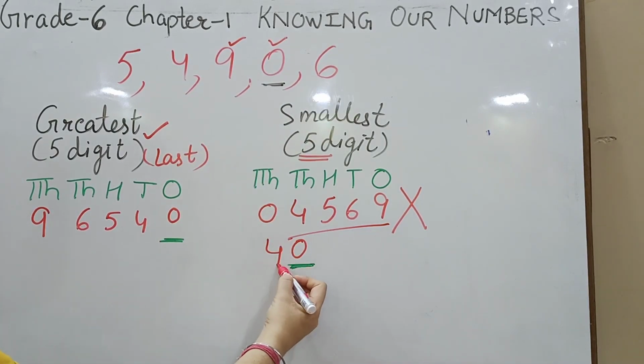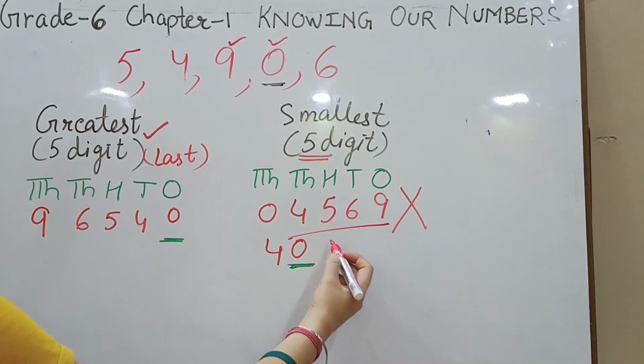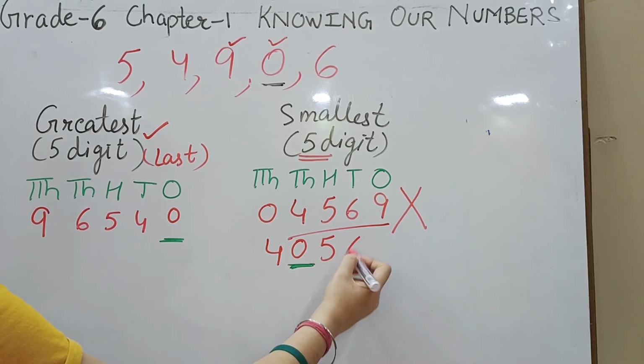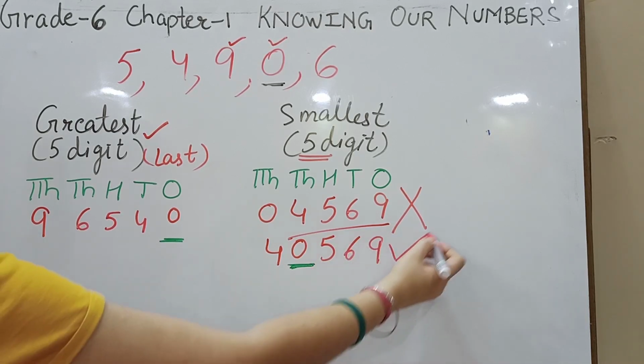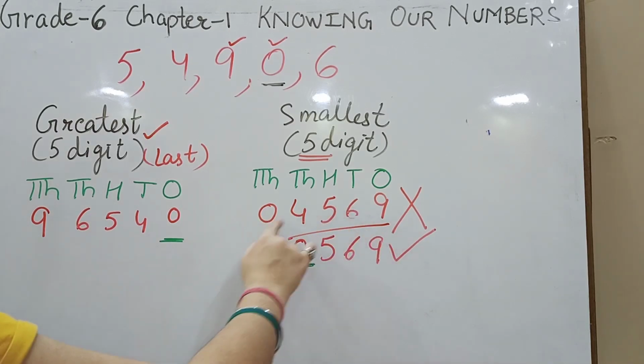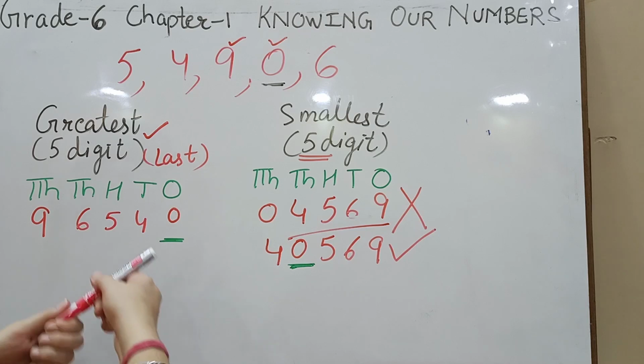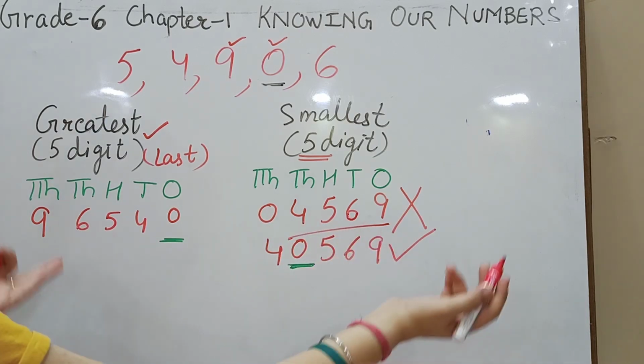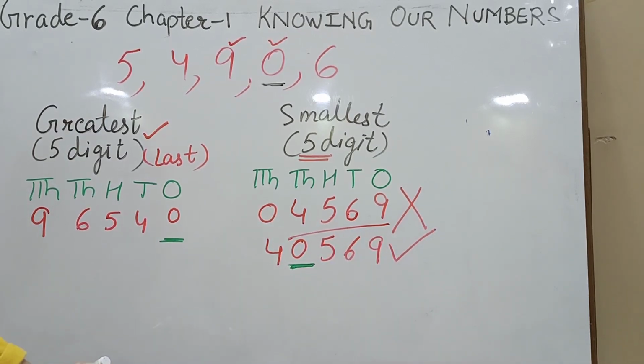4 इज देयर. नेक्स्ट 0 इज ऑलरेडी डन. 5, 6, 9. This will be my 5-digit smallest number. So you need to be very sure while performing these types of questions, because you can very easily make the mistake of saying, "Ma'am, I have followed the rule, we have done this rule so it is correct according to me." But definitely you have followed the rule.